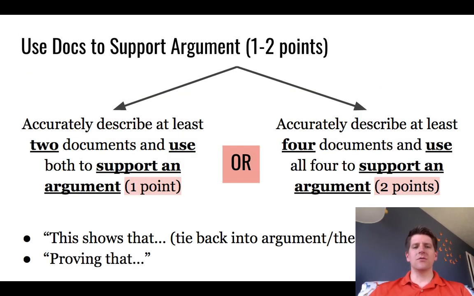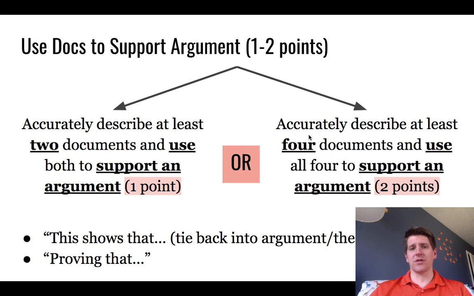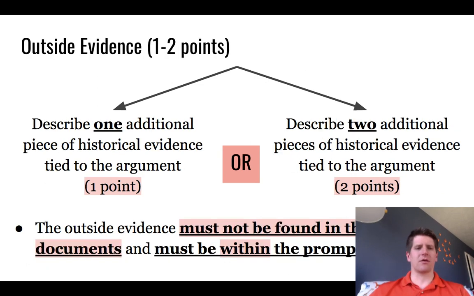Next up, use the documents to support your argument. If you use 2 of the documents to support an argument, aka this shows that yada, yada, yada, or proving that, or this illustrates this point here. That's all you got to do: 2 to get 1 point and 4 to get 2 points. So this is kind of the same situation where they're going to give you 5 documents, use 4 of them to support an argument. I would always suggest use 5, but we'll get to the strategy later on.